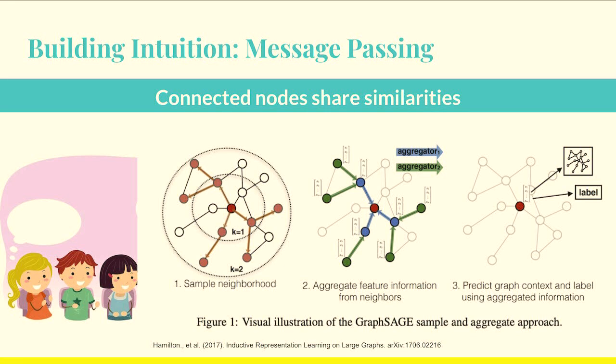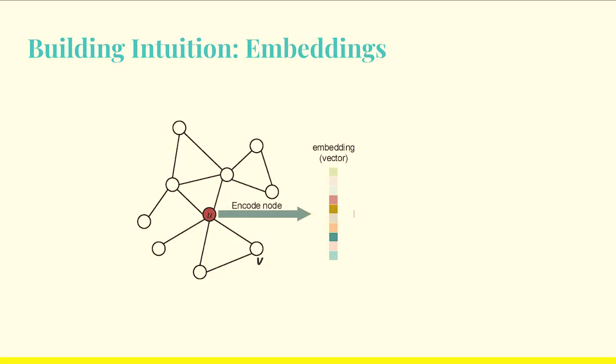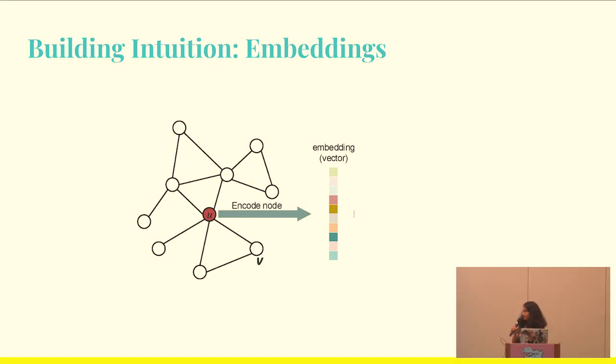And the reason why this is important is because I'm building up to embeddings. So embeddings are what you get at the end of the training of a graph neural network, or any graph model, basically.